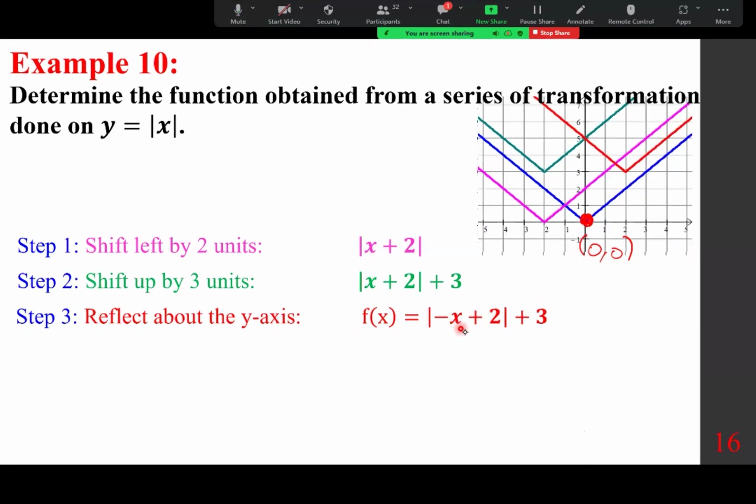plus 3. And the graph, which was the green one, has been reflected with respect to the y-axis, creating the red one. So the same distance here. The height of 3 for the vertex doesn't change, but negative 2 changes to 2.